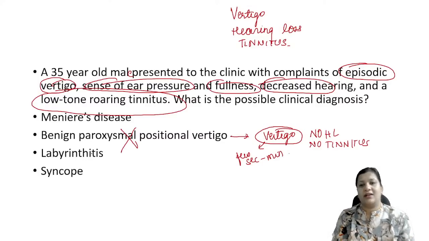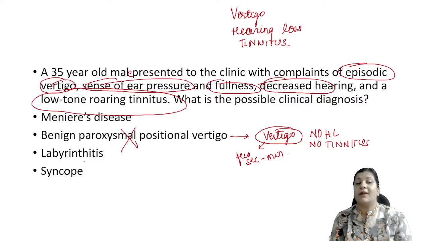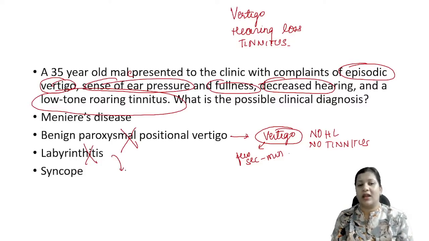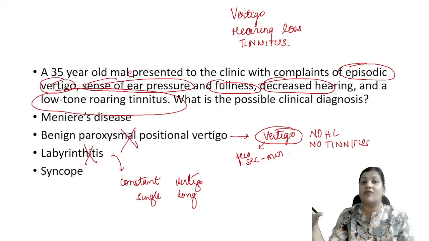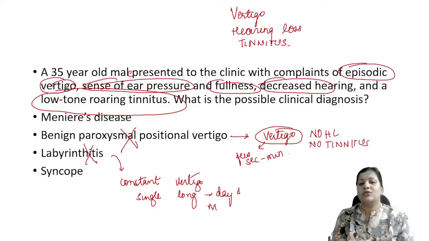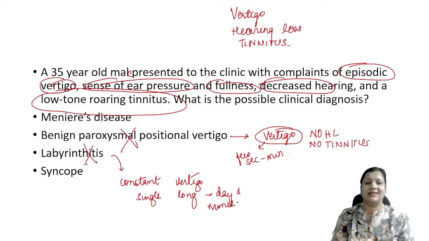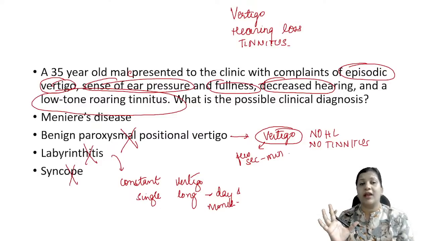Now, labyrinthitis can present to you with vertigo, hearing loss, and tinnitus, but it doesn't have episodic vertigo. It has a constant vertigo. It will have a single long episode of vertigo. So, if you have a patient who has a single long episode of vertigo lasting for days and months, you should think about labyrinthitis. Syncope, again, tinnitus will not occur. They might have just a vertigo or uneasy feeling, but no hearing loss and no tinnitus.